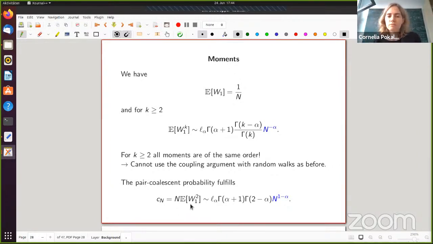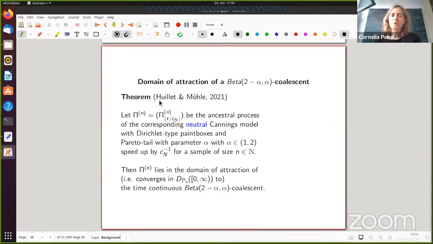But what we can also do here is calculate the pair coalescent probability, and this is of this order. Now we can use again a theorem by Huillet and Möller, and this theorem tells us that at least the neutral genealogy of this kind of Dirichlet type Cannings models lies in the domain of attraction of a beta coalescent if we rescale time also. So the genealogies rescaled by the factor 1 over Cn converge to a continuous beta coalescent.